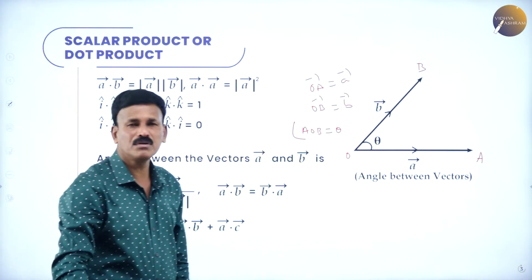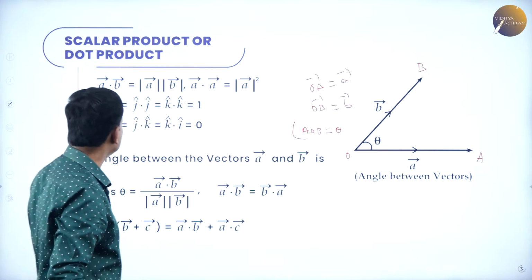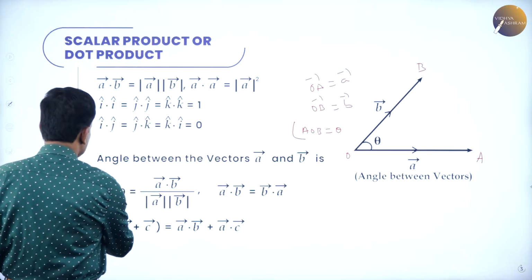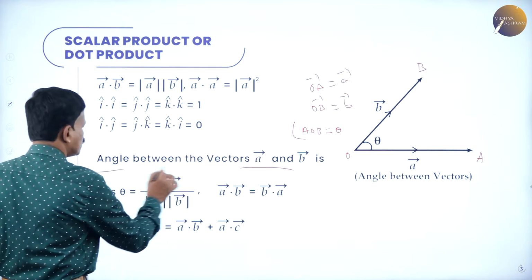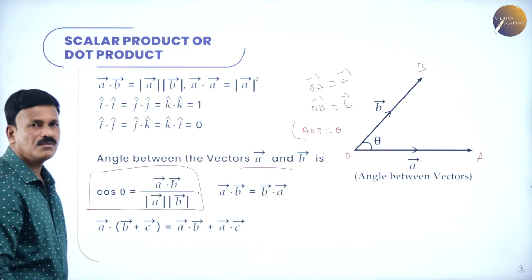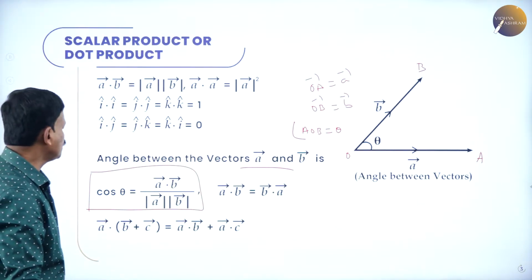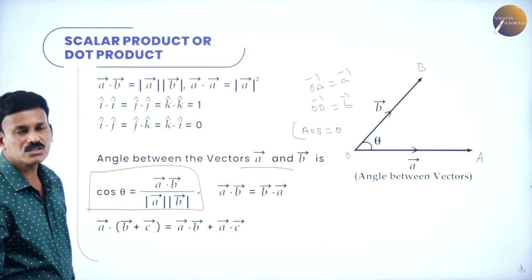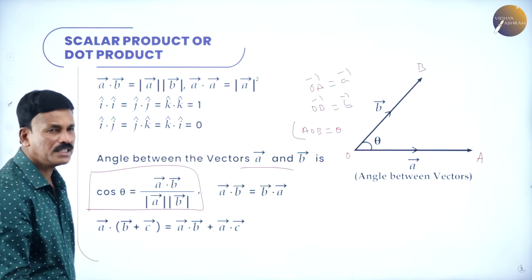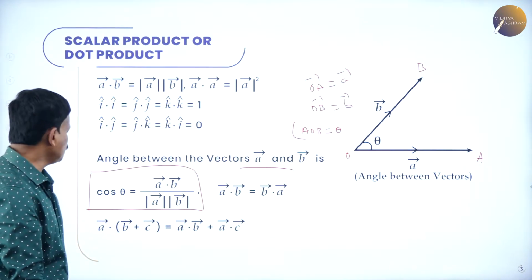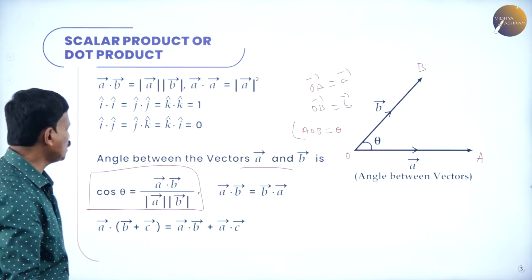If theta is the angle between the vectors A and B, then cos theta is equal to vector A dot B divided by length of A into length of B. Further, this dot product is commutative, so A dot B is equal to B dot A, and the distributive property: A dot (B plus C) is also equal to A dot B plus A dot C.